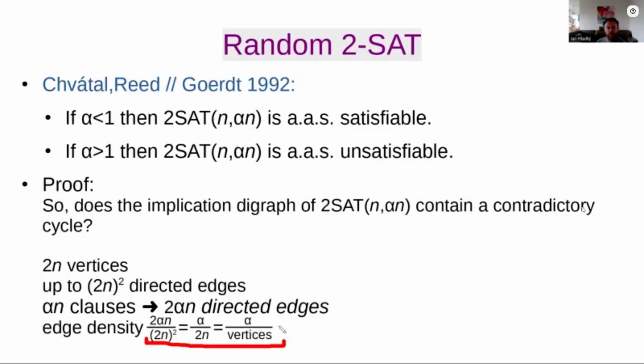Okay, it's not exactly an Erdős-Rényi random digraph at that density. Why? Well, for example, because the number of edges is always even, right? You always introduce for each clause exactly two edges, but it's very close to that. And what you can easily show is that a random digraph at edge density alpha divided over the number of vertices has very few cycles when alpha is less than 1, and has many cycles when alpha is bigger than 1.